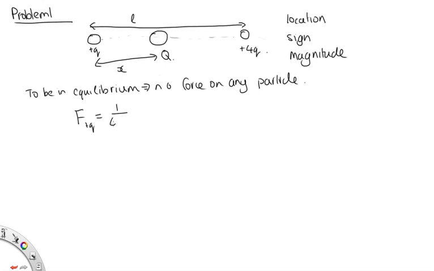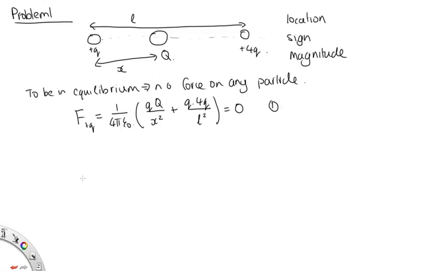So we've got the 1 over 4 pi epsilon naught, and then Q over the distance between these two, which is x squared, and then we've got the force between these two, which is Q times 4Q over the distance between them, which is L squared, and we know that that has to equal 0. Let's call that equation 1.